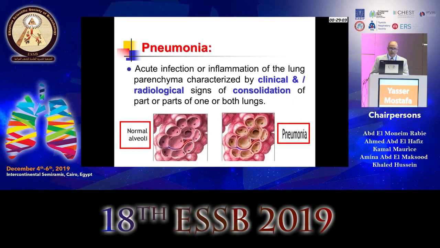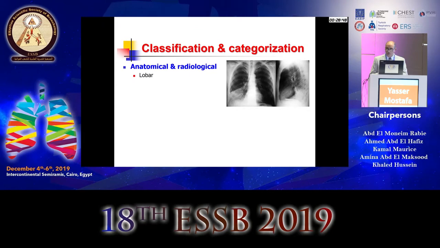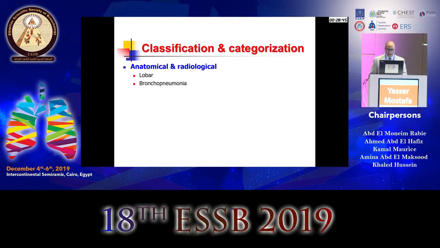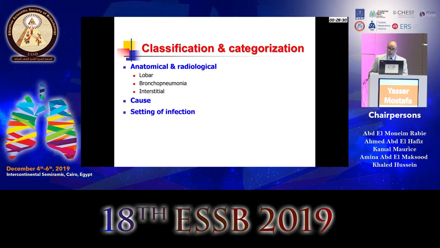As you know, pneumonia is acute infection or inflammation of the lung parenchyma characterized by clinical and radiological signs of consolidation, and we classify it from many aspects, maybe anatomical and radiological, like lobar pneumonia or bronchopneumonia or even interstitial pneumonia. We can classify it according to the etiology into bacterial, viral, fungal, and even sometimes chemical or physical like radiation pneumonitis. We can classify it, which is very important, according to the setting of infection, either community acquired pneumonia, hospital acquired pneumonia, or even inside the hospital, inpatient under mechanical ventilation, into ventilator-associated pneumonia, with a special concern of aspiration and special concern in immunocompromised patients.